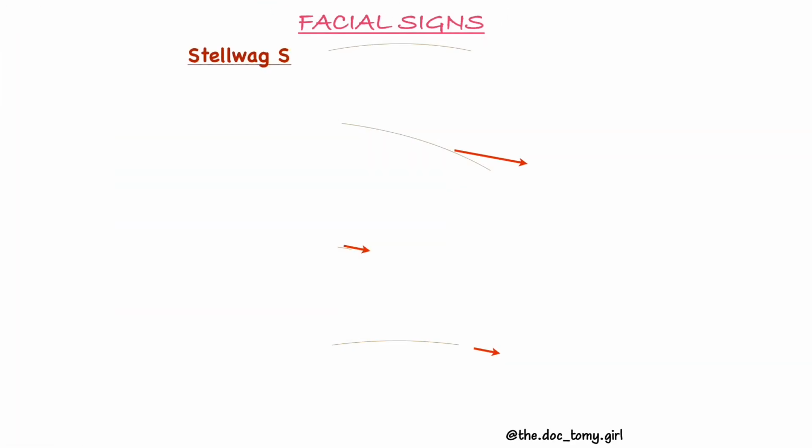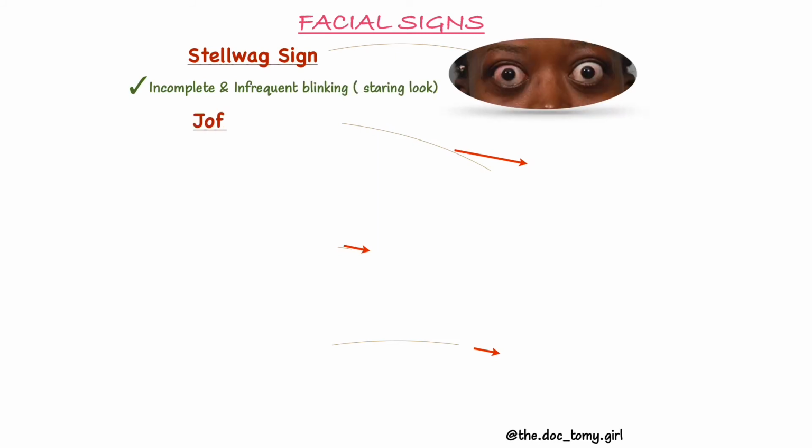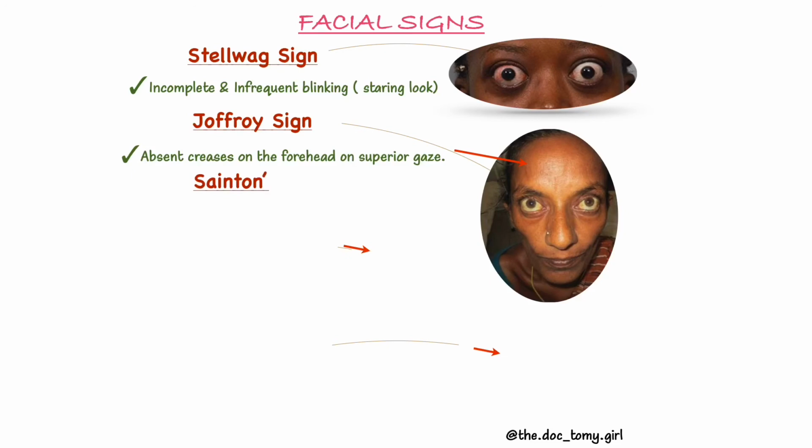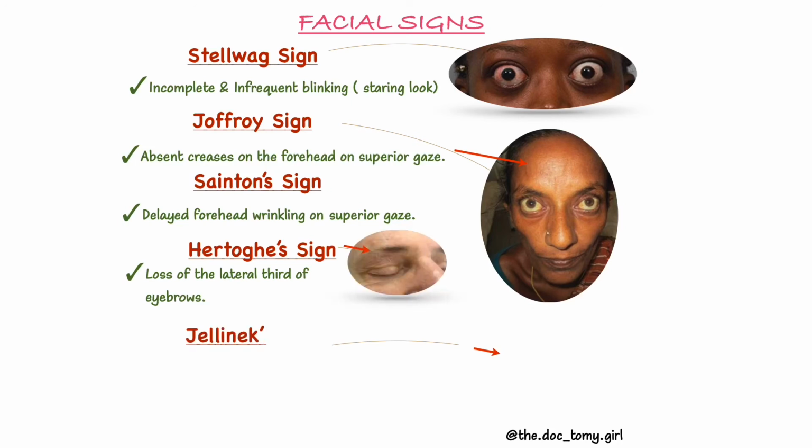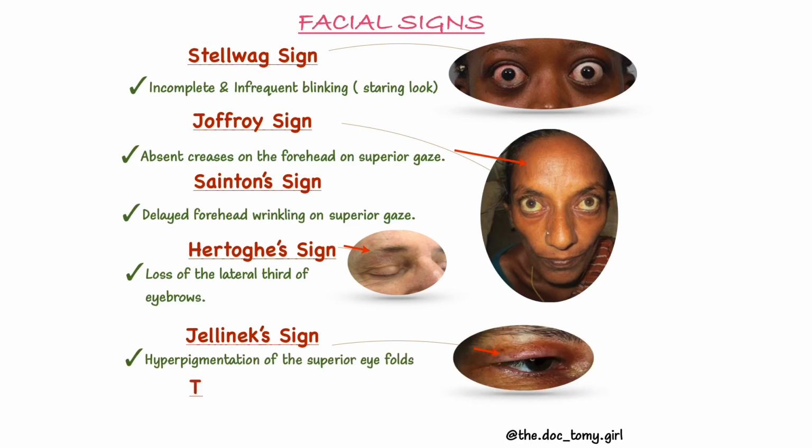On to the facial signs. First one is the Stellwag sign, which refers to the incomplete and infrequent blinking of eyes leading to a staring look. Next is Geoffroy's sign, which refers to the absent creases on the forehead on superior gaze, that is on looking upwards. Saint-Anne sign refers to the delayed forehead wrinkling on superior gaze. Hertoghe's sign or Queen Anne sign refers to the loss of lateral third of eyebrows. The Jelinek sign refers to the hyperpigmentation of the superior eye folds, and sometimes this hyperpigmentation may be seen on the inferior eyelid, and that is the Tellais sign.